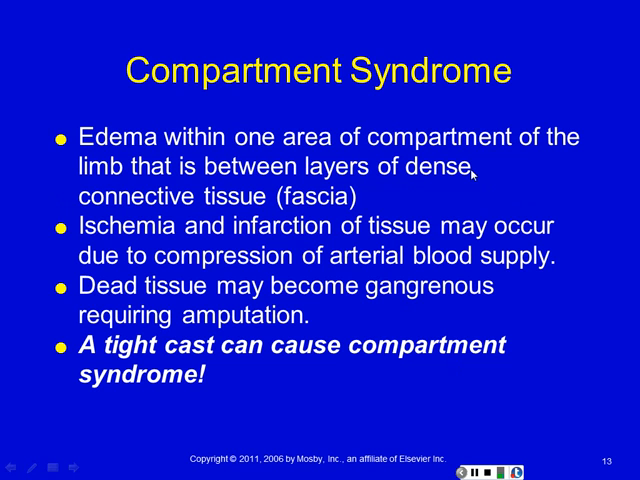All right. A potential complication of a fracture in the forearm or in the leg, the calf area, is compartment syndrome. Both of those areas are surrounded by very tough, dense fascia, layers of tissue that are full of tough collagen.